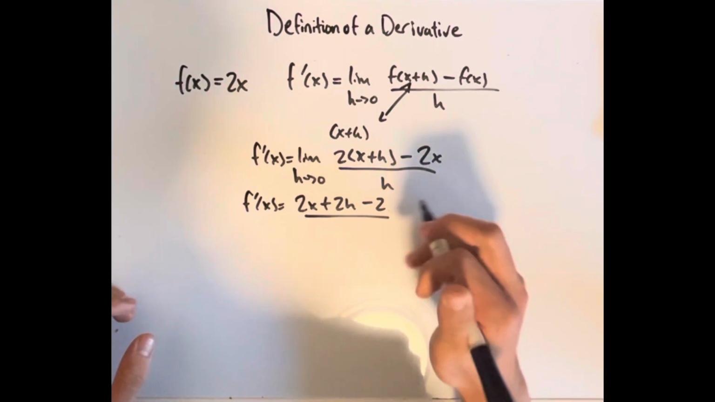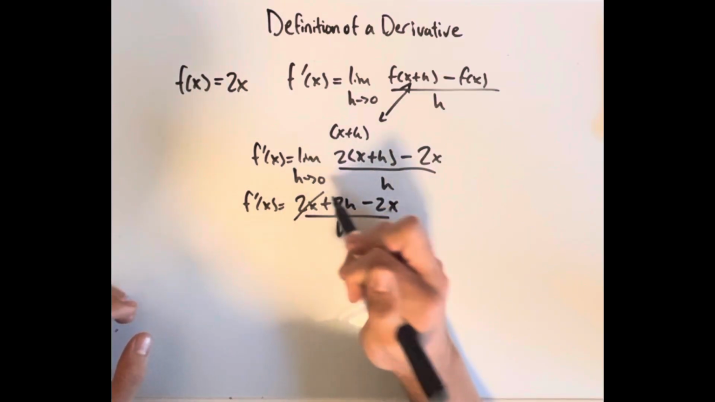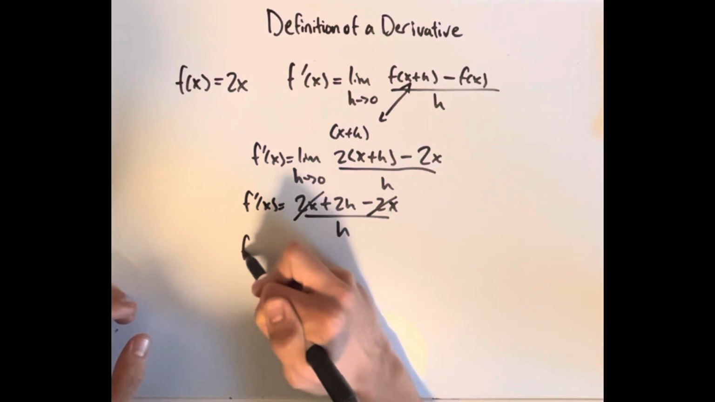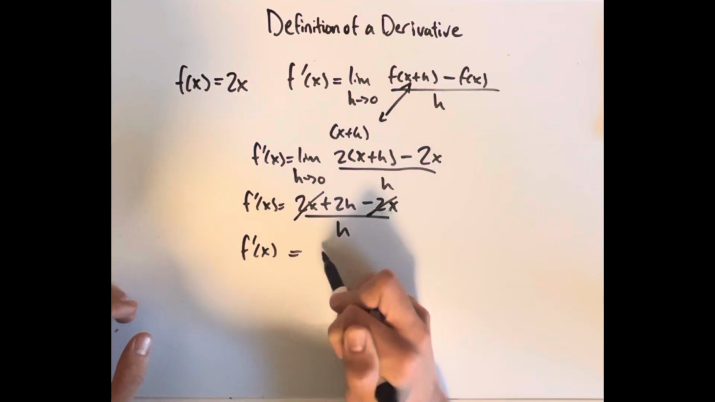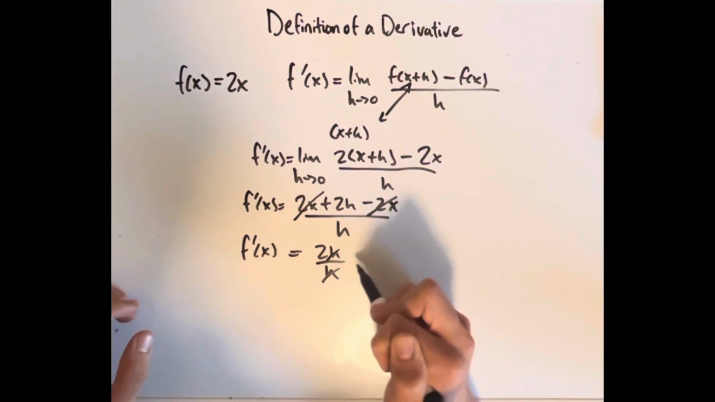Sorry, this is an x. So therefore, these two x's cancel out. And the h's cancel, 2h over h, which equals 2.